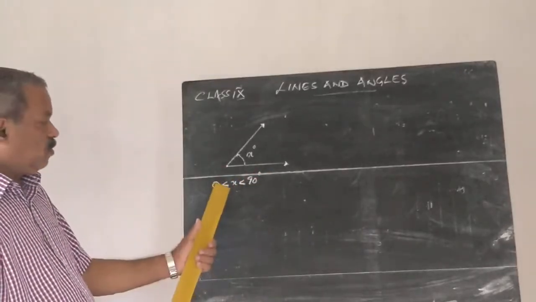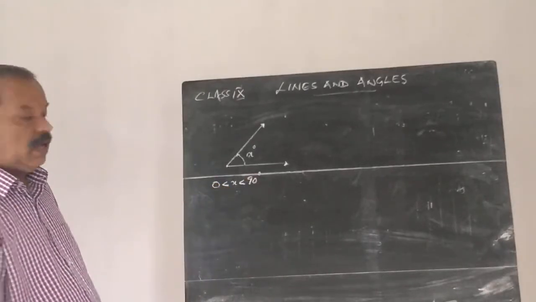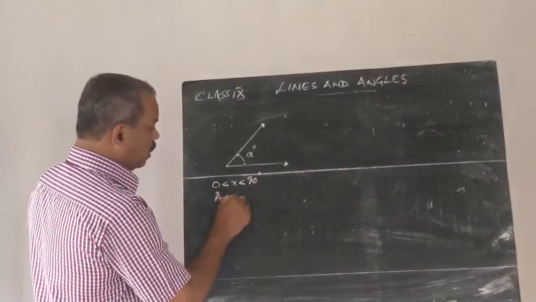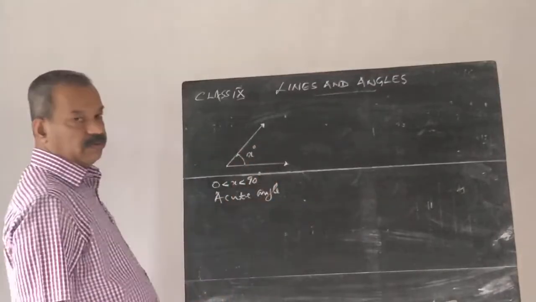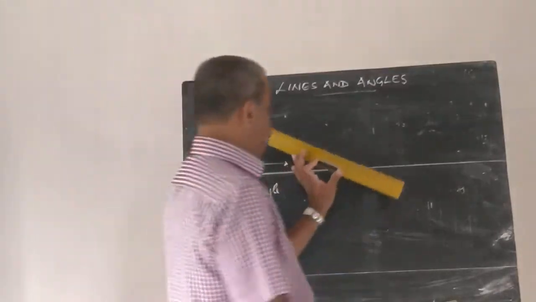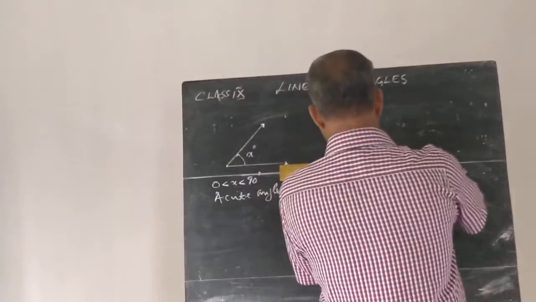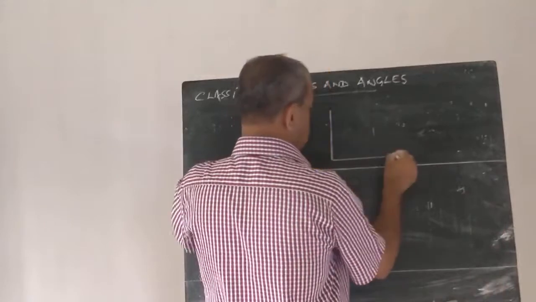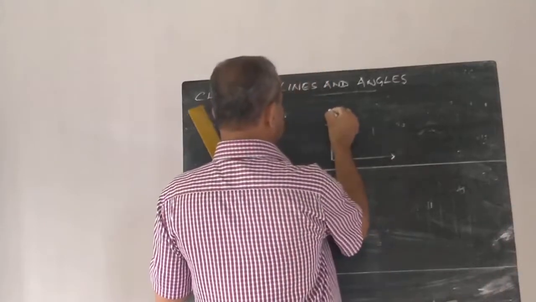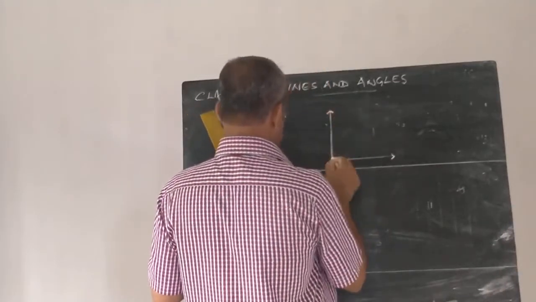What do you call such an angle? It is an acute angle. Now, suppose two arms make an angle whose measure is 90 degrees.